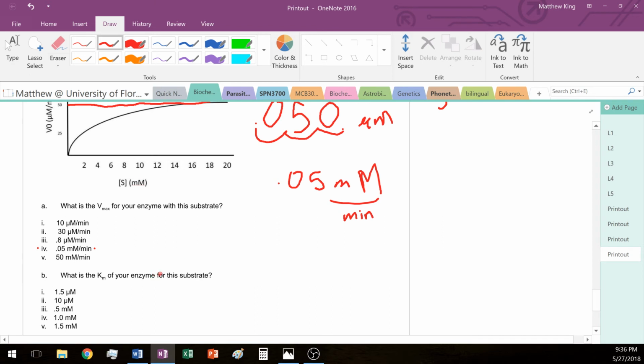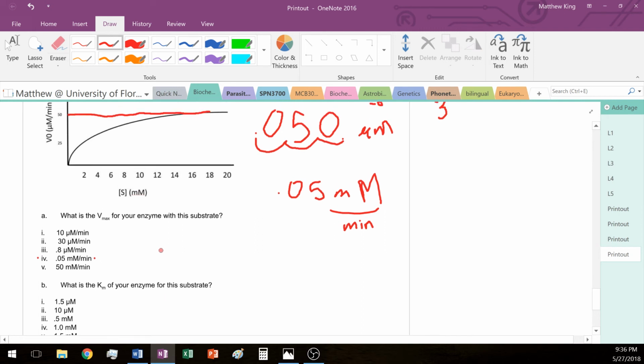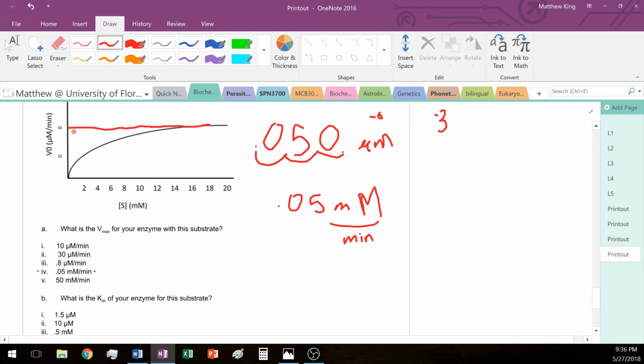So what this means is you have to find the substrate concentration at which you are at Vmax divided by 2, or half Vmax. We established up here that our Vmax is 50. So now we have to find the substrate concentration at which the velocity is half of 50, which is 25. So what we're going to do is take some less thick pen.